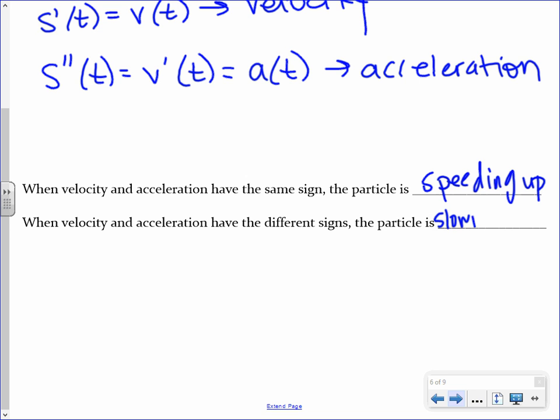Okay. So it's not as simple as just saying, oh, concave up, that tells me about our speeding up. No, is our position concave up and our velocity positive, that means we're speeding up, okay? Negative acceleration and negative velocity means we're speeding up.